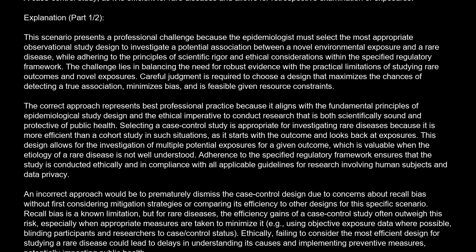An incorrect approach would be to prematurely dismiss the case control design due to concerns about recall bias without first considering mitigation strategies or comparing its efficiency to other designs for this specific scenario.